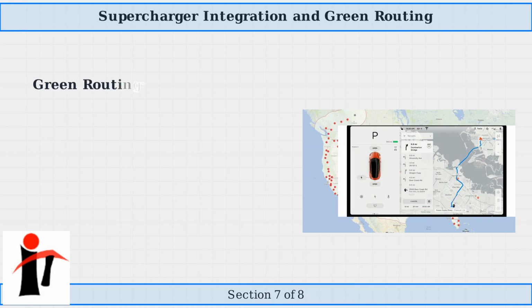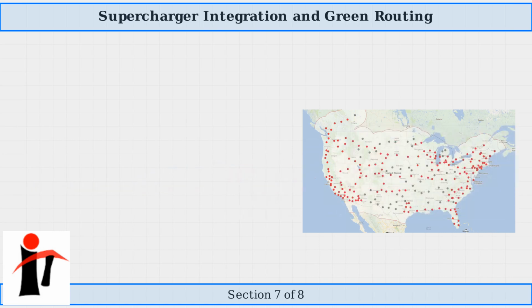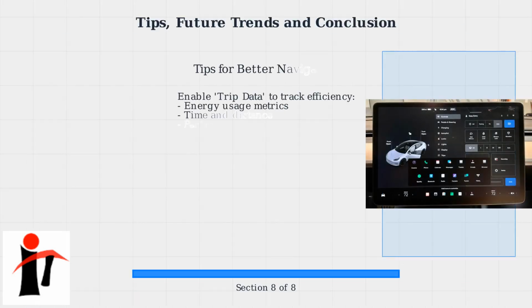Additionally, Tesla is increasingly focusing on green routing, which prioritizes low-emission paths and avoids high-pollution areas when possible. This feature uses AI to choose routes that minimize environmental impact. For instance, green routing might choose a slightly longer path through cleaner air zones to reduce emissions, potentially saving energy in the process. These features make Tesla Navigation not just efficient, but also environmentally conscious, integrating seamlessly with the EV ecosystem.